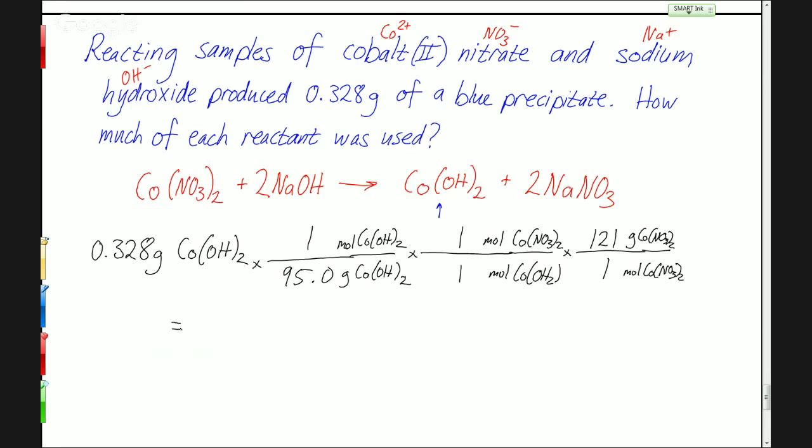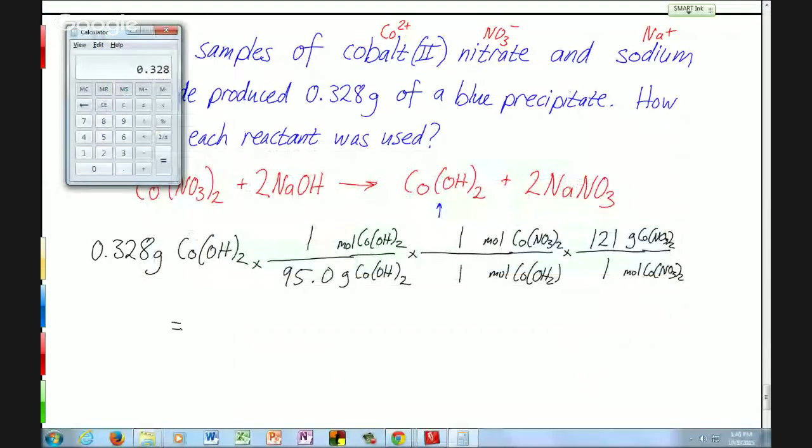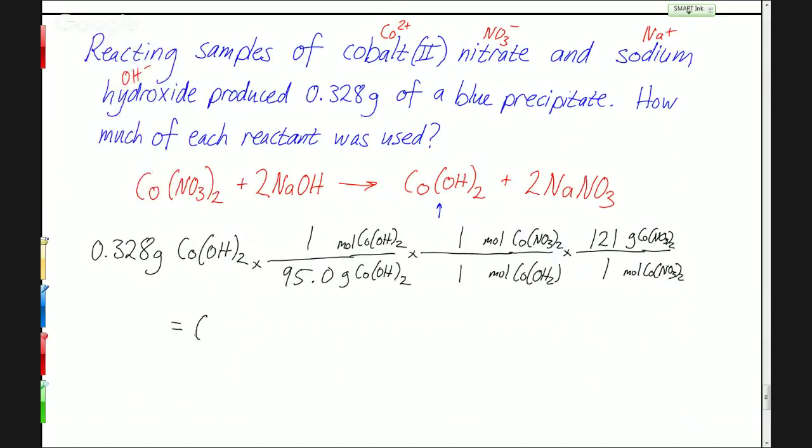All right, so we evaluate all that. 418 grams. So we must have started with 0.418 grams cobalt nitrate, assuming the reaction was complete.